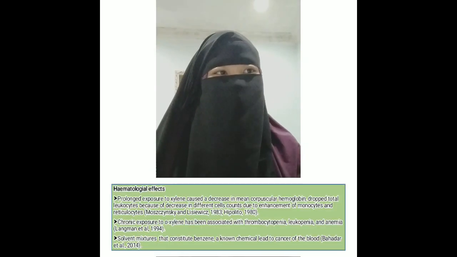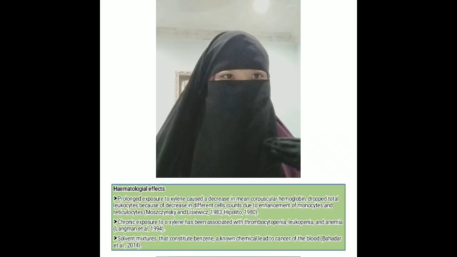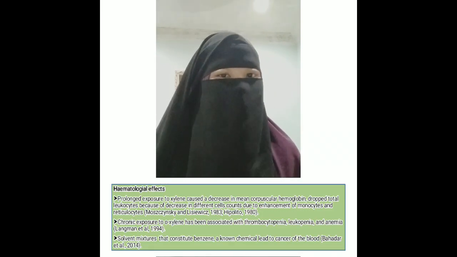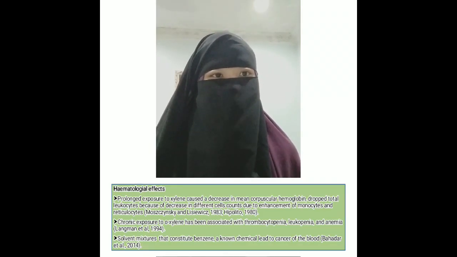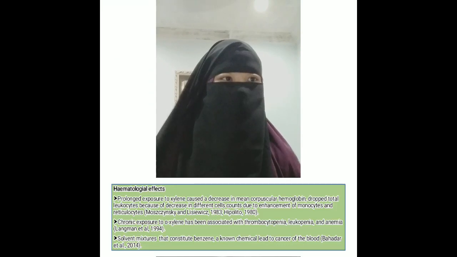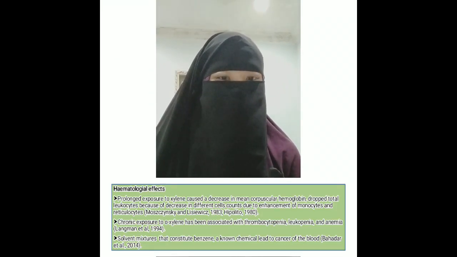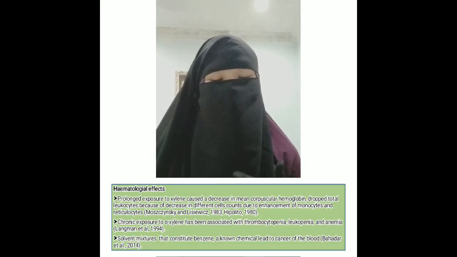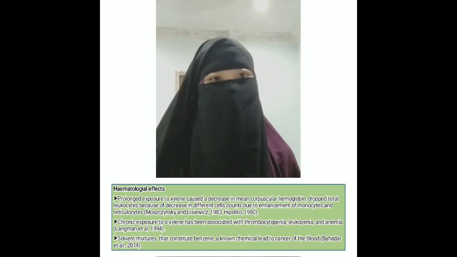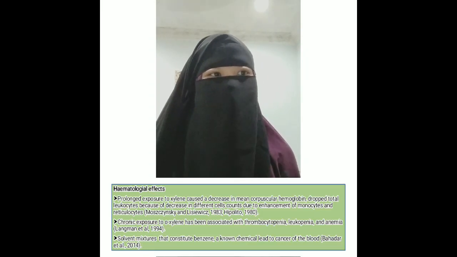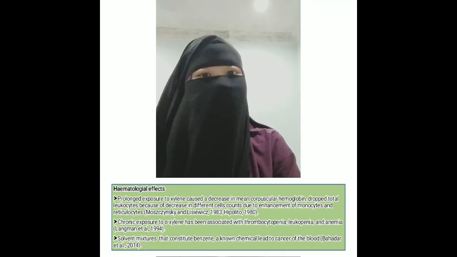In hematological effects, prolonged exposure to xylene will cause a decrease in mean corpuscular hemoglobin and a drop in total leukocytes because of a decrease in different cell counts due to the enhancement of monocytes and reticulocytes. And then chronic exposure to xylene, which is one of the isomers of xylene, has been associated with thrombocytopenia, or a decreased number of thrombocytes, leukopenia, and anemia. The solvent mixtures that constitute xylene, which is a non-chemical, will lead to cancer of the blood.